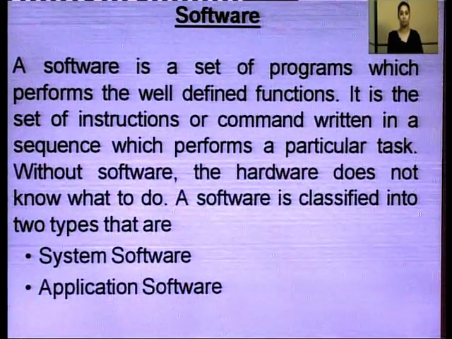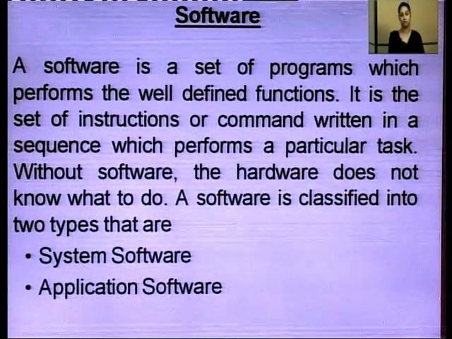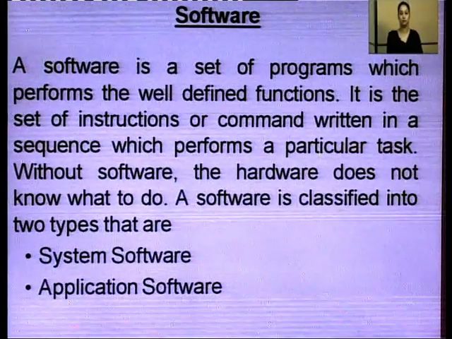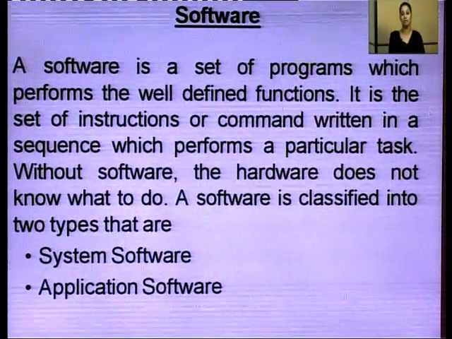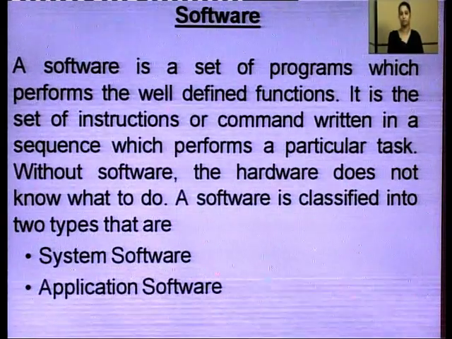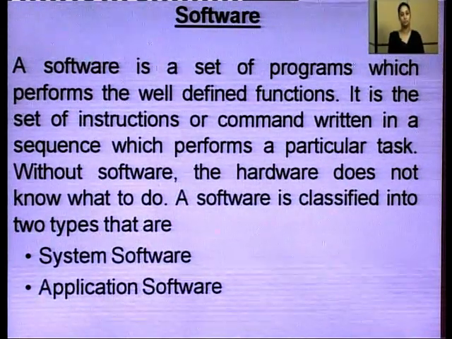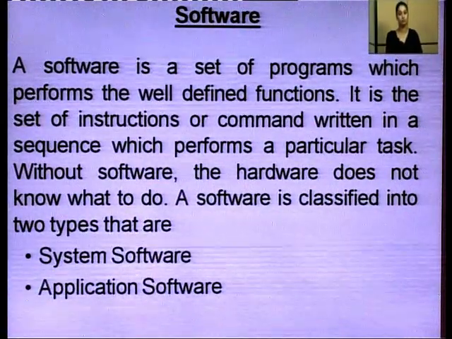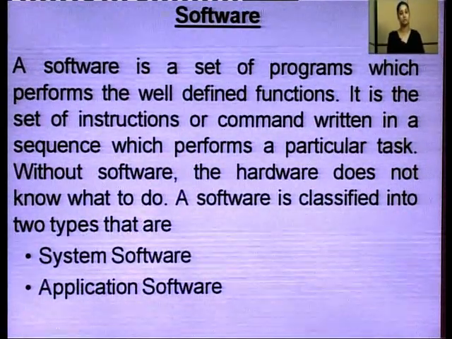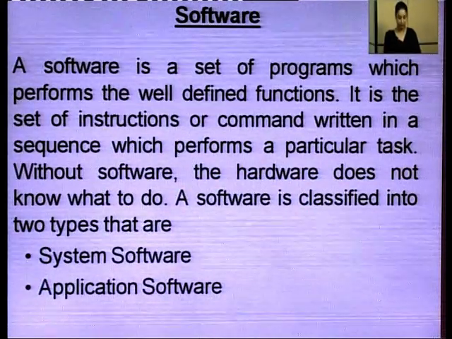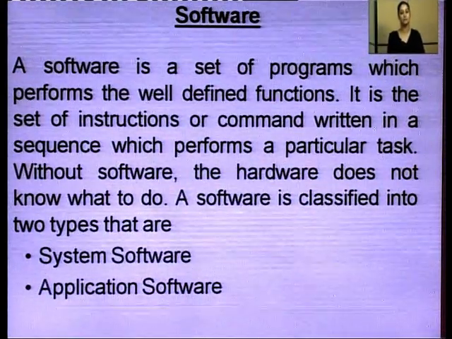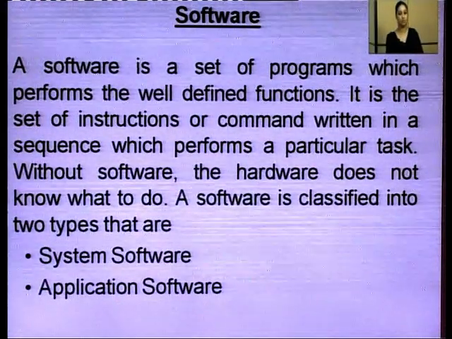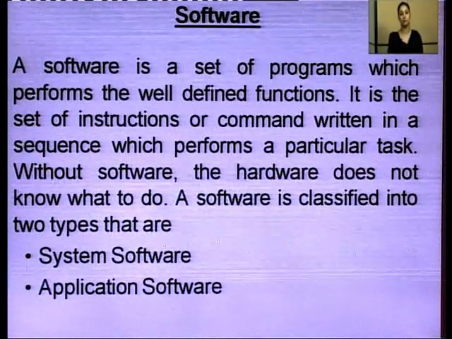Without a software, the hardware does not know what to do. If there is no software in the system, then hardware doesn't know what a user wants from it and what he has to do on it. To perform any operation on the hardware, we need the software. The two basic types of software are the system software and the application software. Now let's see each of them one by one.